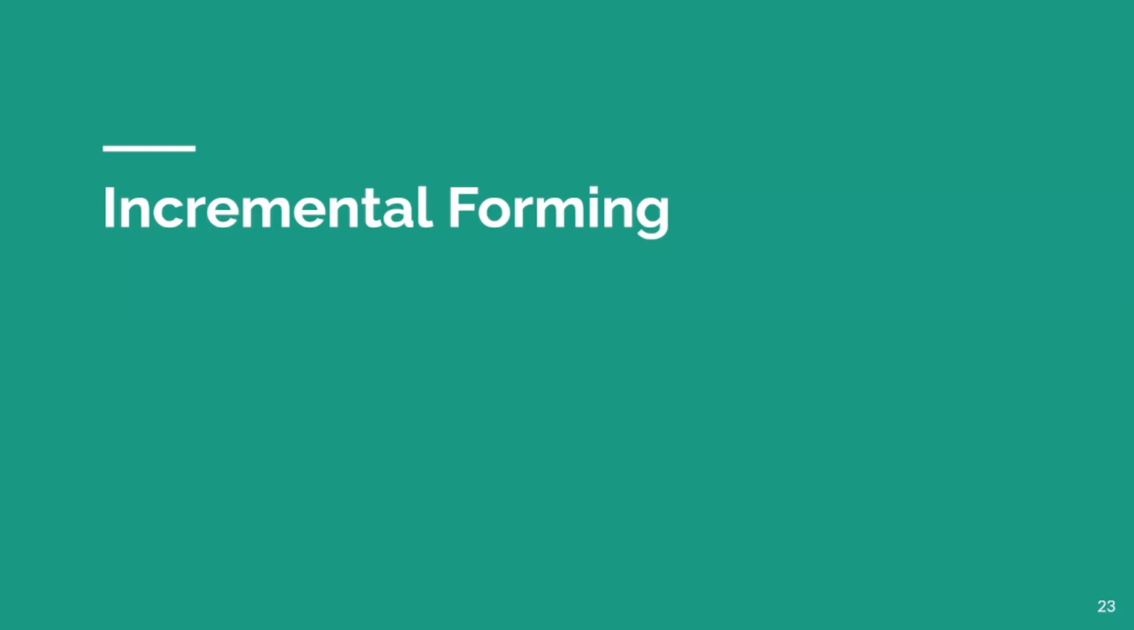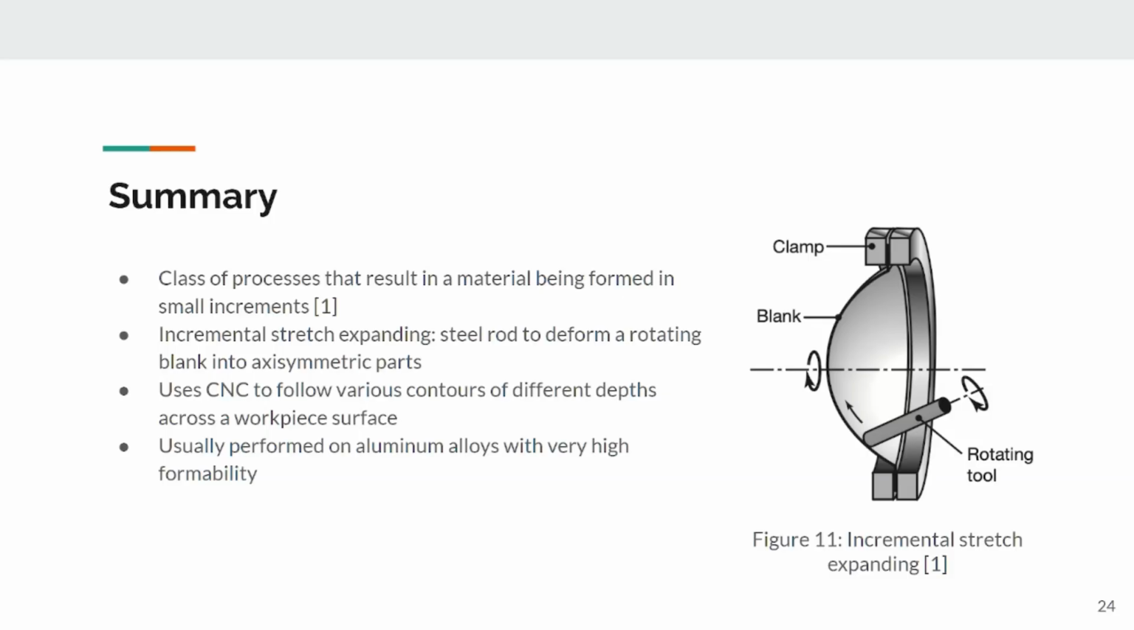Incremental forming. Incremental forming is a class of processes that result in the material being formed in small increments. For example, incremental stretch expanding uses a steel rod to deform blanks into axisymmetric parts, as you can see from the picture on the right. Incremental forming can use CNC to follow various contours of different depths across a workpiece surface if it's programmed properly.